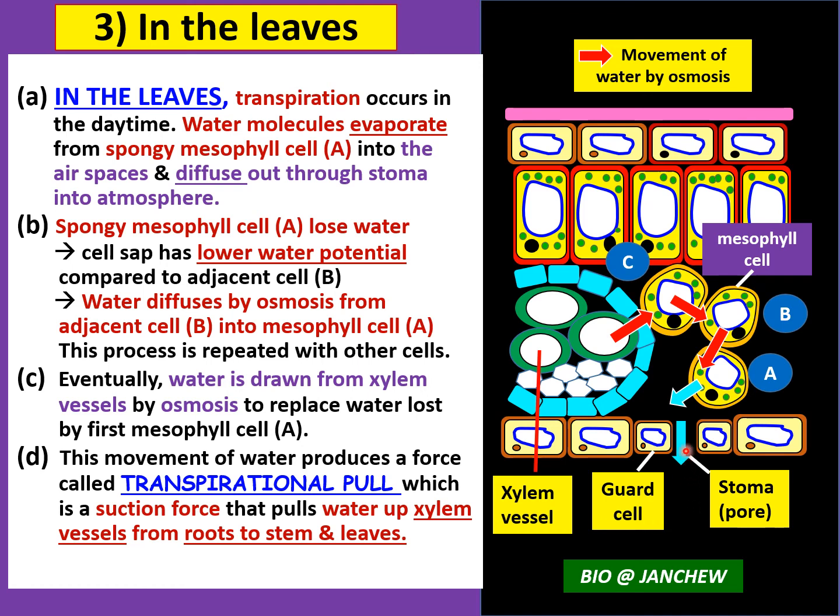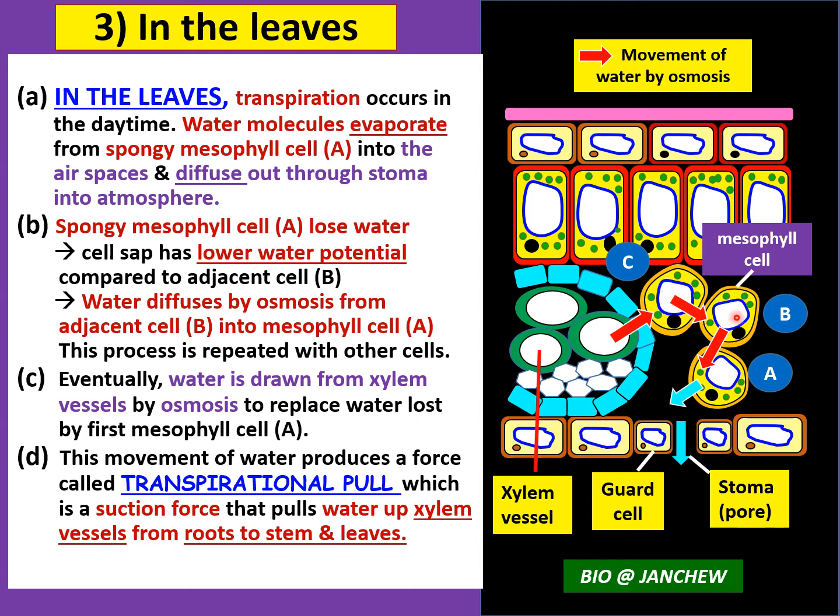So when transpiration occurs, the spongy mesophyll cells like A have lost water. So its cell sap will have lower water potential, or lower concentration of water, compared to the adjacent cell B, which may have lost less water or no water, right? So there is a concentration gradient of water now occurring. And water will diffuse from a region of higher water potential, which is from cell B, into a region of lower water potential, which is in cell A, by osmosis. Then cell B, having lost water, will have lower water potential than cell C. So water will then diffuse from cell C into cell B by osmosis.